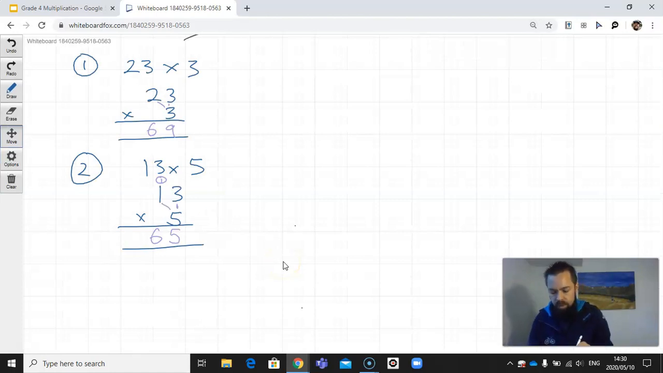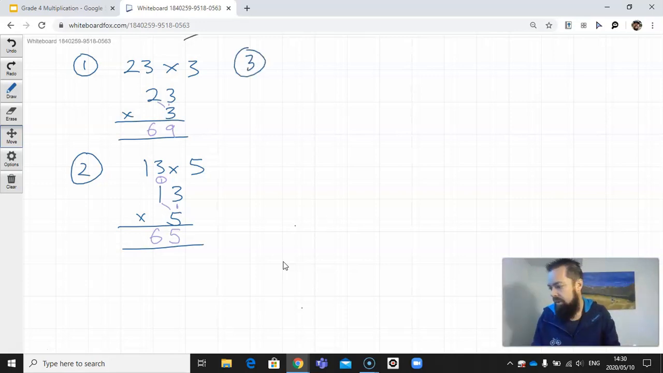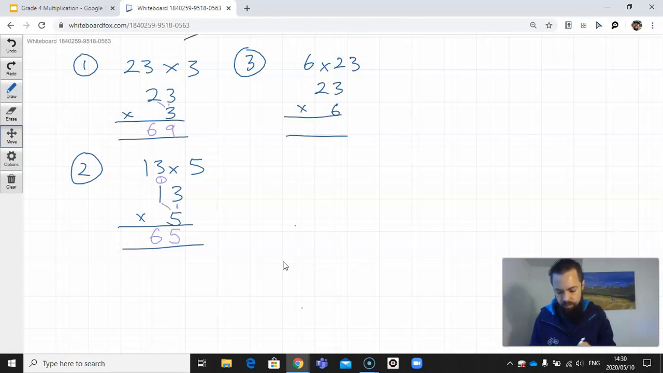Okay. Next to this, I'm going to do question number 3. And this one I'd like you to try on your own. So 6 times 23. Lay it out like this. When we have a single digit here, we're only going to have one line of our answer.